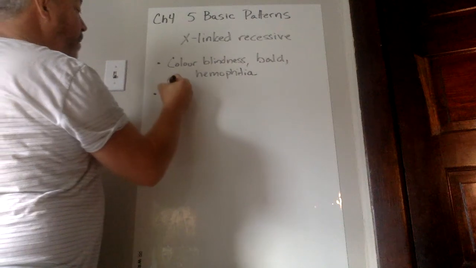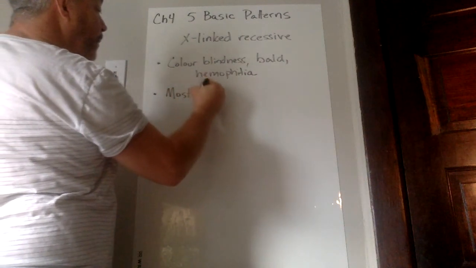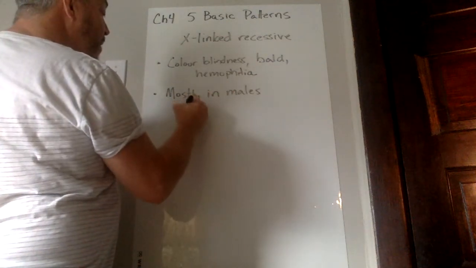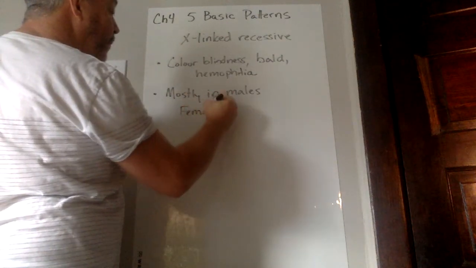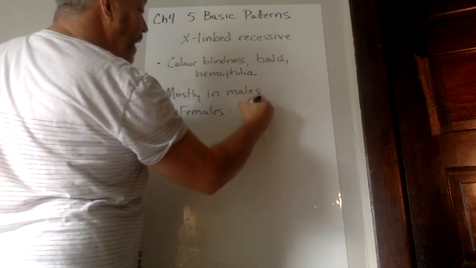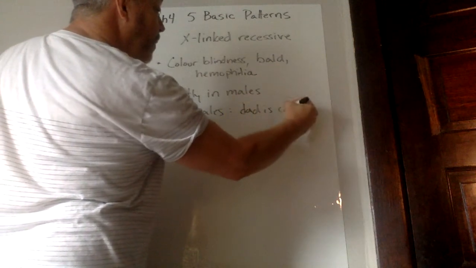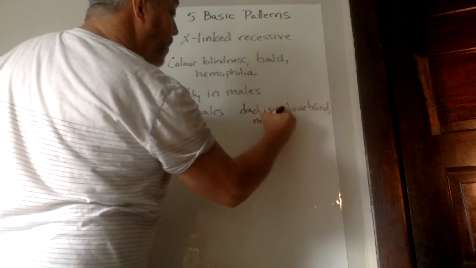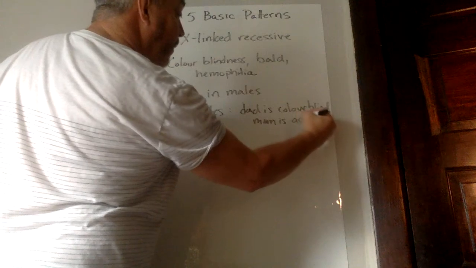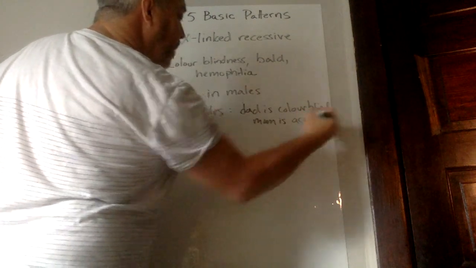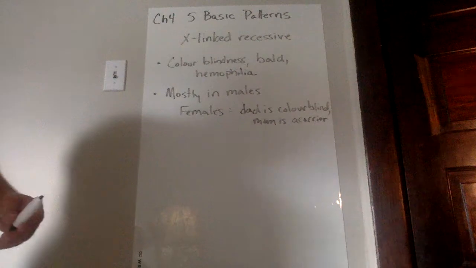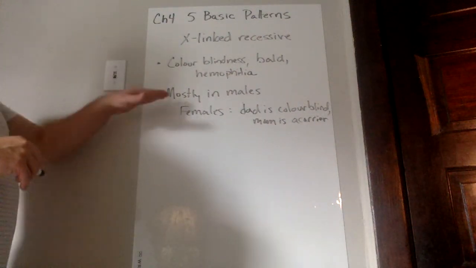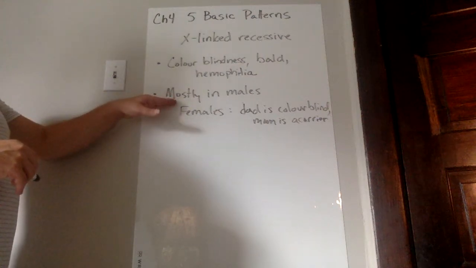This is found mostly in males. The only time you get it in females is if dad is colorblind and mom is a carrier. So it is possible. We often say, oh, women can't be colorblind. They can, but it takes a very unique set of circumstances. But predominantly, we're going to see this in males.